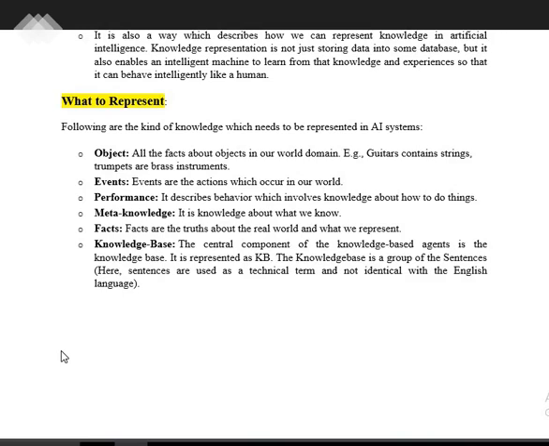What about events? The occurrence of an event, the fact determined by the event in the real-time environment, is how the knowledge is developed. Now, what is performance? Performance deals with the behavior of the system, how it uses the knowledge to perform a particular task. What is meta knowledge? Meta knowledge is knowledge about knowledge, that is, knowledge about what exactly has been stored in the knowledge base. Facts are the truth values of the real world which we are going to represent.